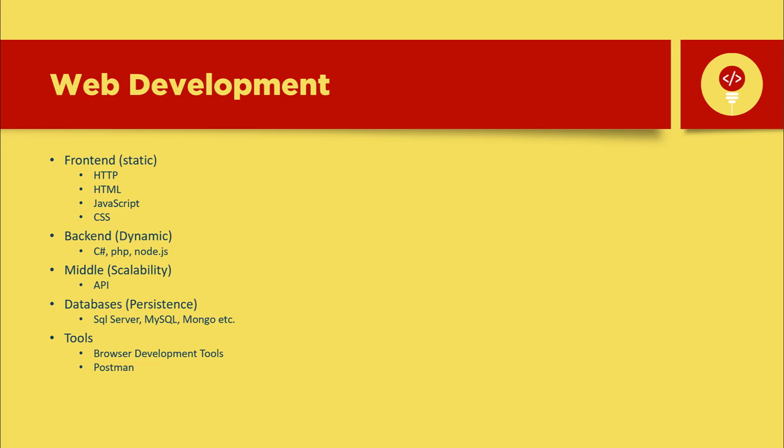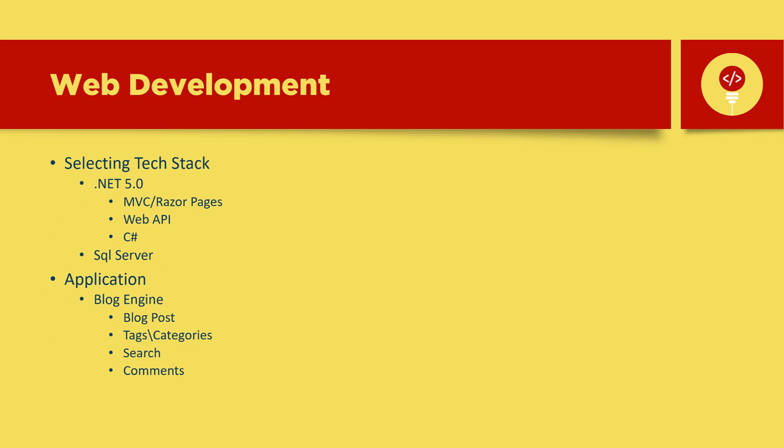Finally, we need to be able to store the data like our blog post and then be able to display that. So for this, we will use a database. When developing web pages, you need tools to help you debug and analyze statistics of the page so you can make better pages. Next, we need to figure out what technologies to use to build our website. For our example, we will use the Microsoft Stack, and for the application, we'll have a blog website.